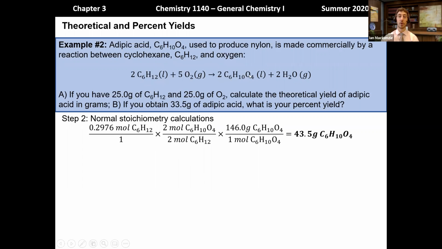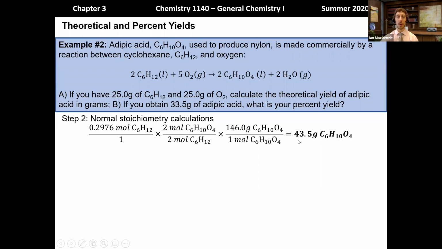And then I need to go from moles of adipic acid to mass. I use my molar mass for that, where I simply add up the atomic weights of each of the atoms in the compound. That will give me my molecular weight, which is my molar mass in grams per mole. In this case, I've canceled moles. I have moles of adipic acid on top, so I want to put moles of adipic acid on bottom to cancel that out, and grams of adipic acid on top. I multiply through, and I come out with a value here, 43.5 grams of adipic acid.